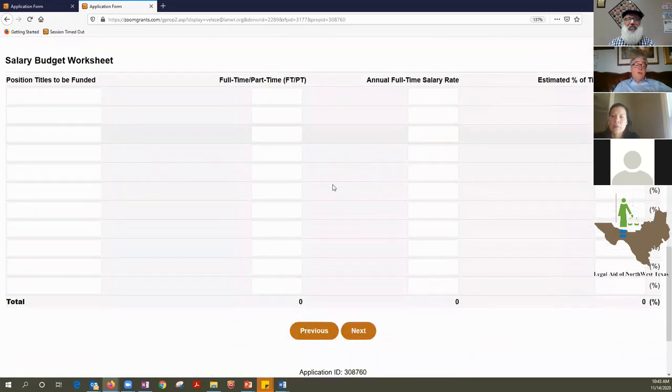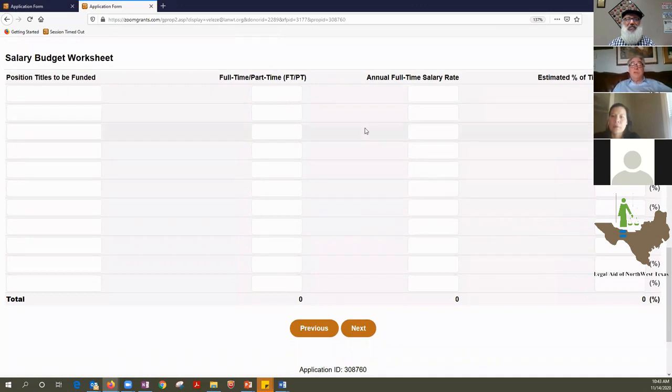On the salary budget worksheet, they want to know who is full-time, what is their annual full-time salary rate, and the estimated percentage of their time that is charged to the grant. So if you have 10 people and each of them have allocated 20% of their time, or 1 day a week, to the grant, then you would list them as full or part-time in the first column, have the total amount you're paying them in the second column, and then the percentage of their time that's charged to the particular program that you're applying for in the third column.